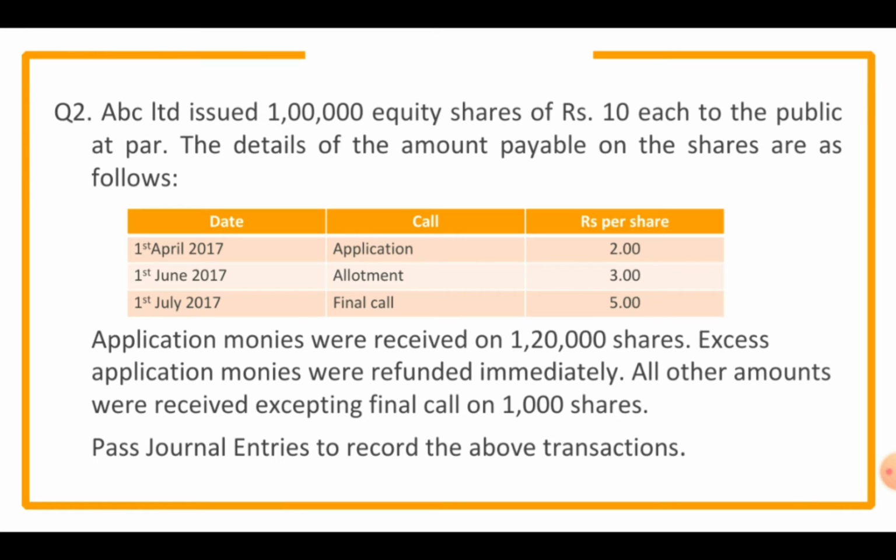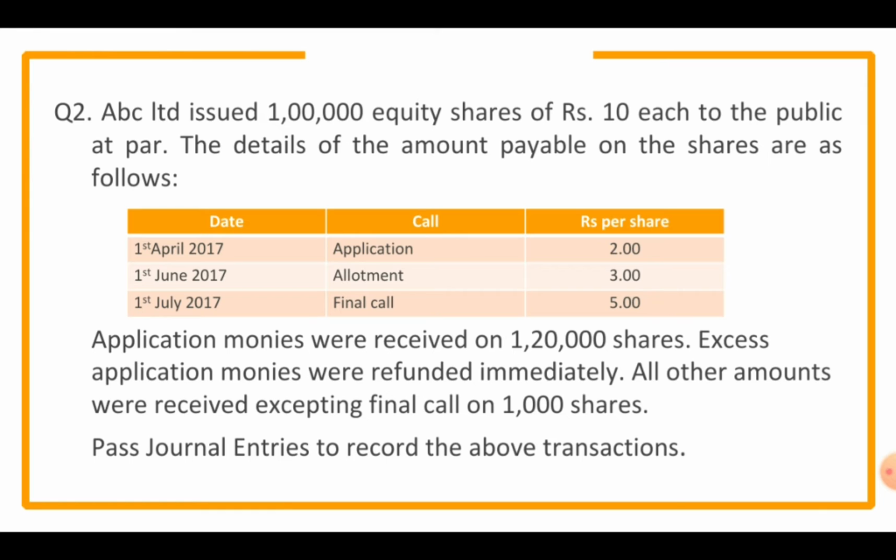Application monies were received on 1,20,000 shares. Excess application monies were refunded immediately. All other amounts received excepting final call on 1,000 shares. So they've told us to pass the journal entries to record the given transactions. Now, when it comes to this particular question, there is an oversubscription of shares. When I say oversubscription of shares, it means the amount of shares that has been subscribed to by the public is more than what is being offered by the company.